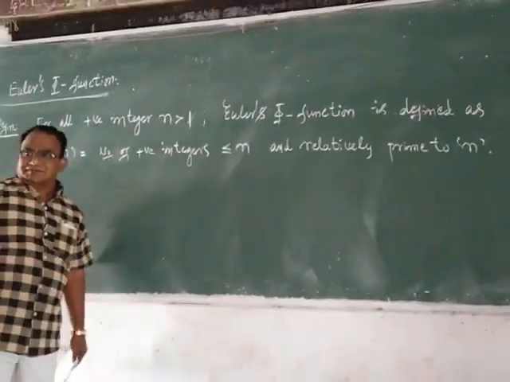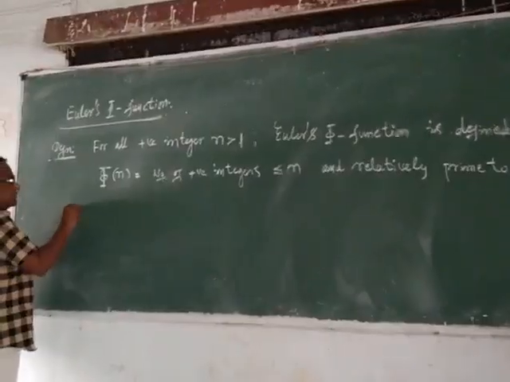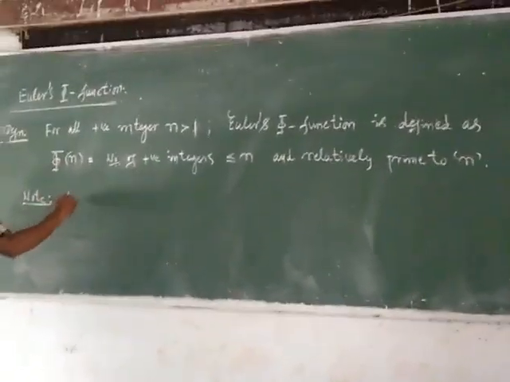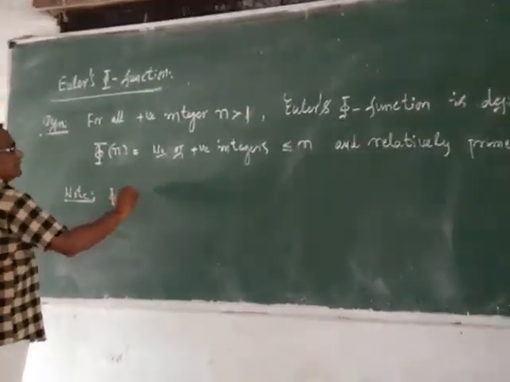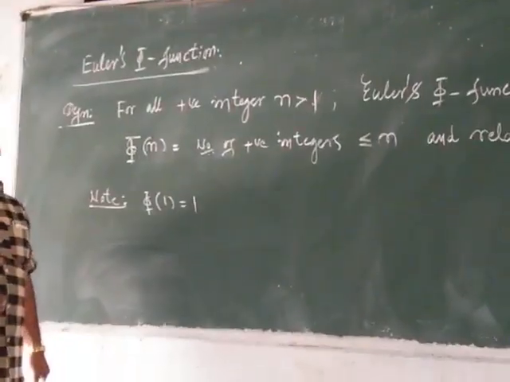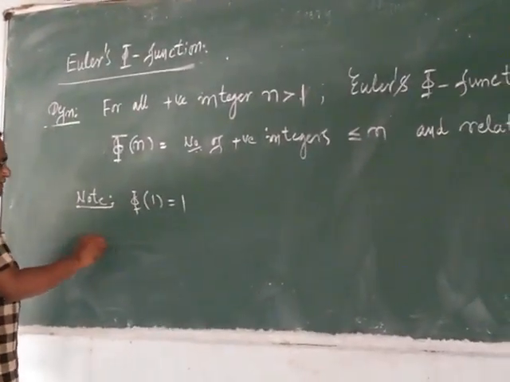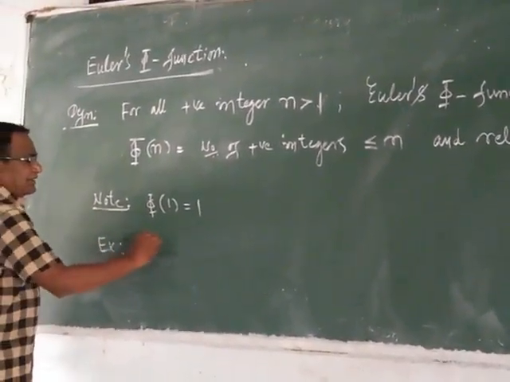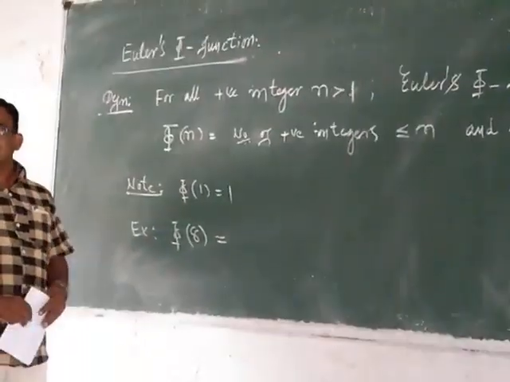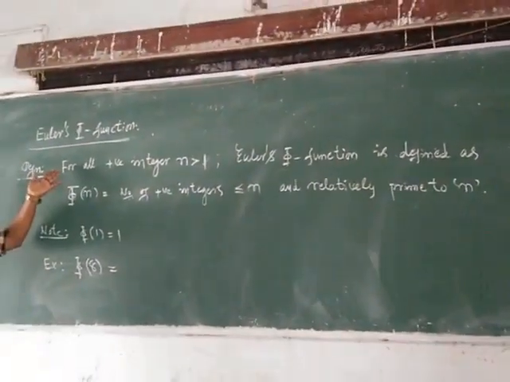This is the definition. And with this, I have to note one point. Euler's phi function of 1 is always equal to 1. Phi of 1 is equal to 1. And as an example, what is phi of 8?